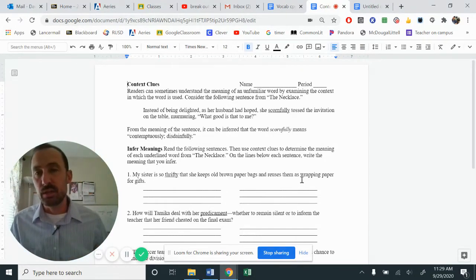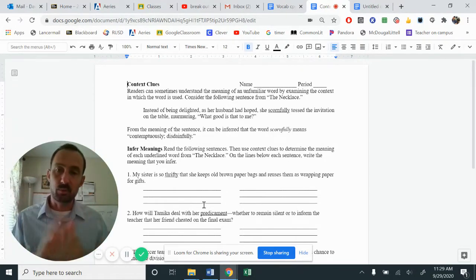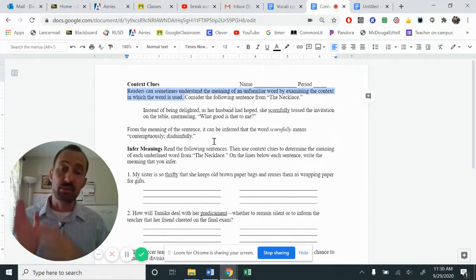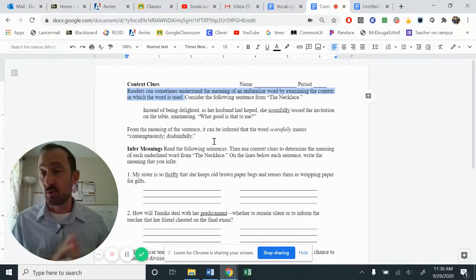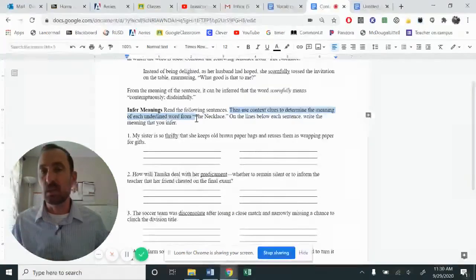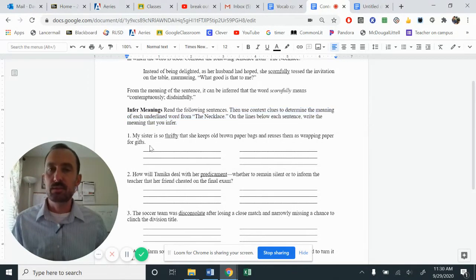So looking here at our first worksheet, this is the first thing that we're going to be doing today. It says readers can sometimes understand the meaning of an unfamiliar word by examining the context in which it's used. Okay, that's what we're going to be doing as we read through The Necklace. We're going to jump in on vocabulary as well. But your goal here is you're going to read this sentence and then use context clues to determine the meaning of the underlined word. So if this very first example says, my sister is so thrifty that she keeps old brown paper bags and reuses them as wrapping paper for gifts, we need to identify what thrifty means.